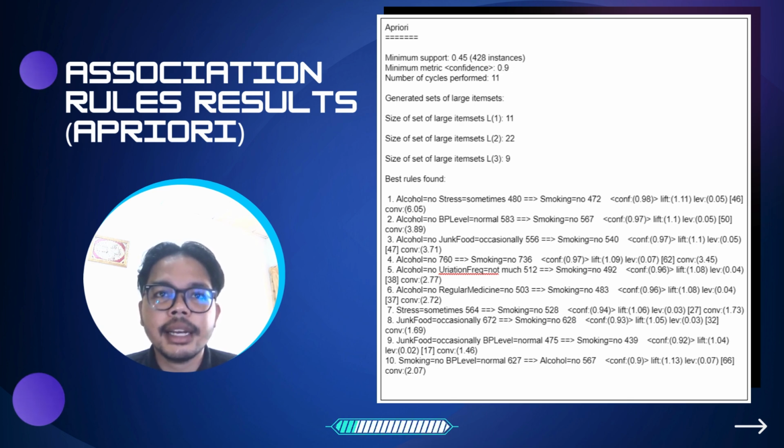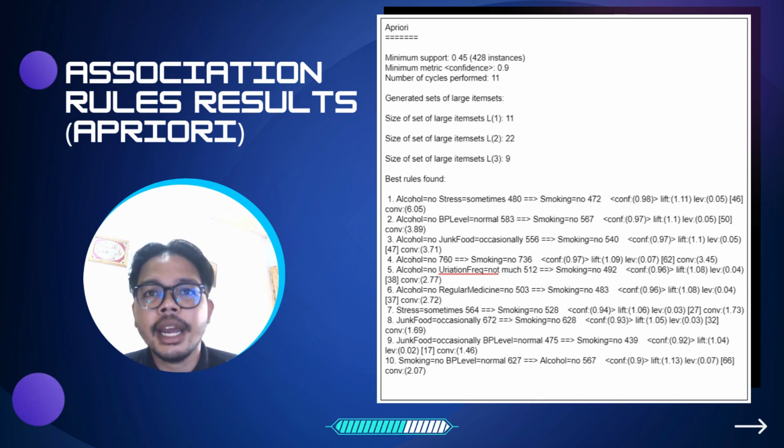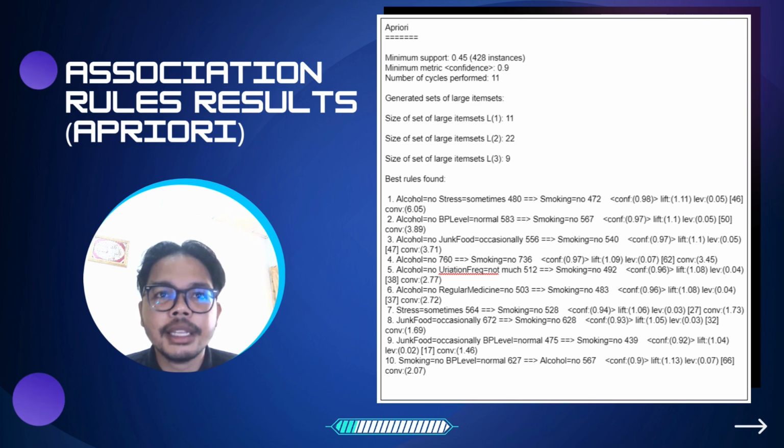This means any item sets considered must appear in at least 45% of the instances, equivalent to 428 instances in our dataset. Additionally, we set a minimum confidence level of 0.9 to ensure the derived rules have high predictive accuracy. The algorithm completes 11 cycles, successfully identifying various large item sets and generating robust association rules.